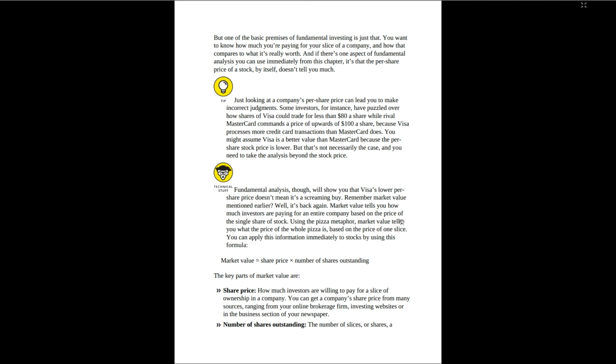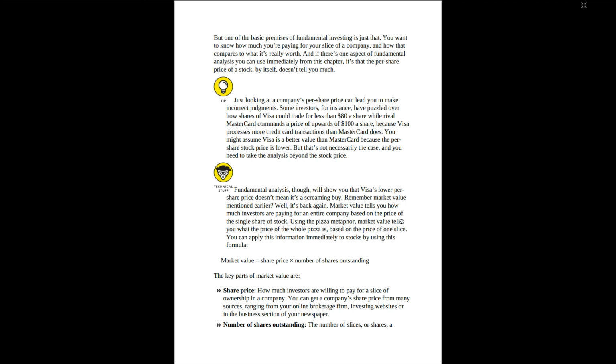Some investors, for instance, have puzzled over how shares of Visa could trade for less than $80 a share while rival MasterCard commands a price of upwards of $100 a share, because Visa processes more credit card transactions than MasterCard does. You might assume Visa is a better value than MasterCard because the per share stock price is lower, but that's not necessarily the case, and you need to take the analysis beyond the stock price. Technical stuff: fundamental analysis will show you that Visa's lower per share price does not mean it's a screaming buy.